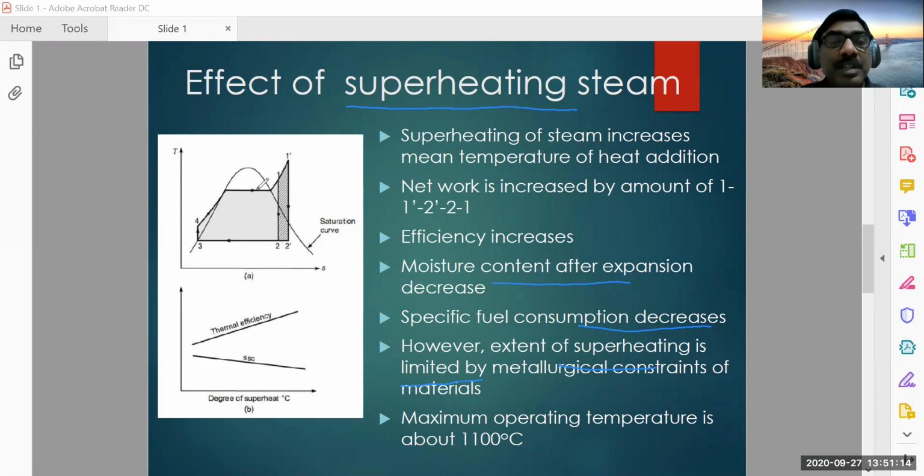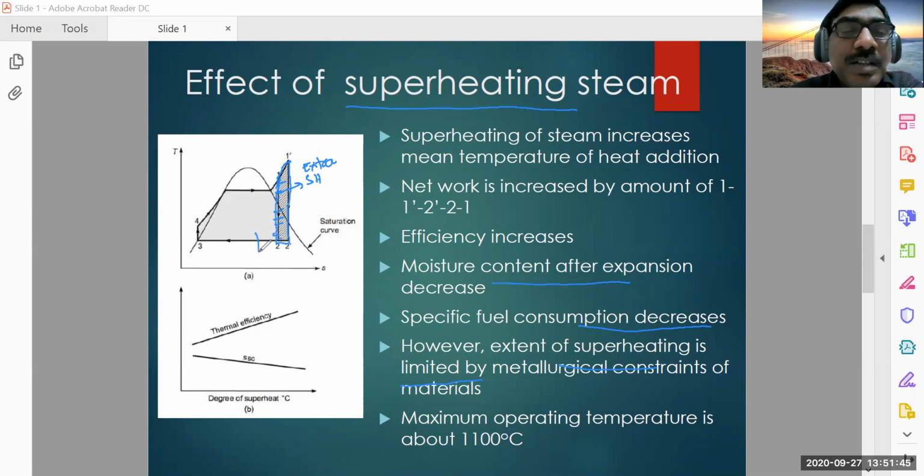See, in the normal thing, this is the normal cycle, 1, 2, 3, 4. And if you are going to add more superheat, this is the superheat cycle part. This is the extra heat you are adding. This is the extra superheat. So if you are adding some extra heat, this is all extra heat.